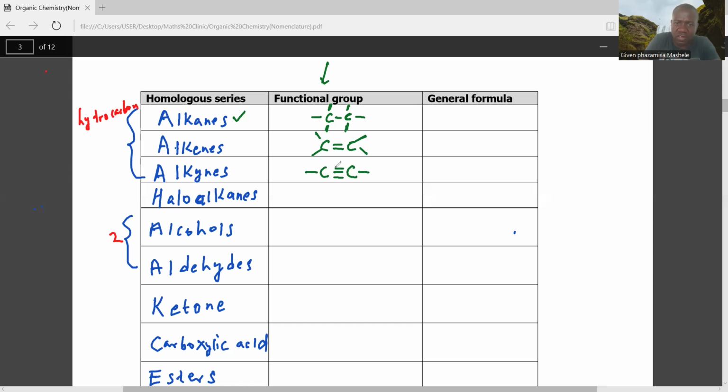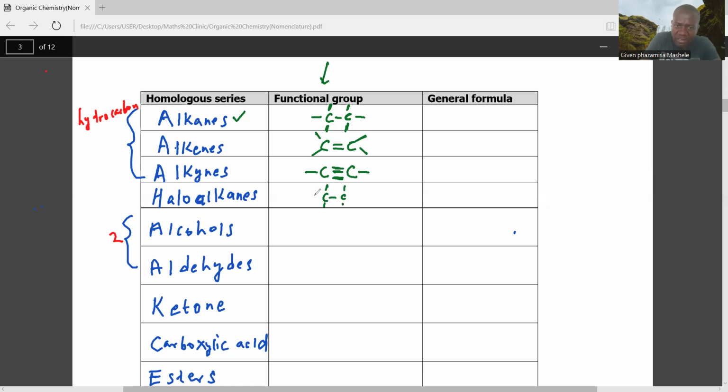So this is the functional group of an alkyne, with triple bonds between the carbon atoms. Double bonds between the carbon atoms, single bonds between the carbon atoms, then that is an alkane. Single bond alkane, double bond alkene, triple bonds alkynes. All right, how about the halo-alkanes? The halo-alkanes are those that contain single bonds between the carbon atoms.